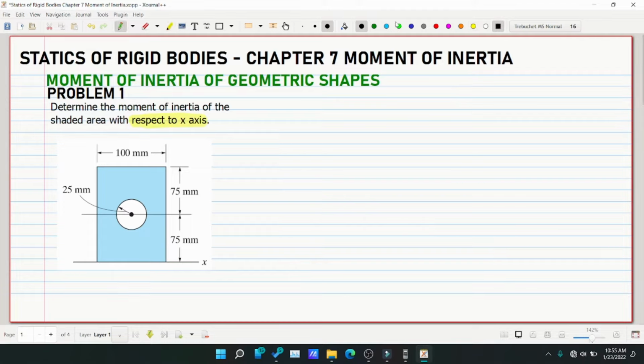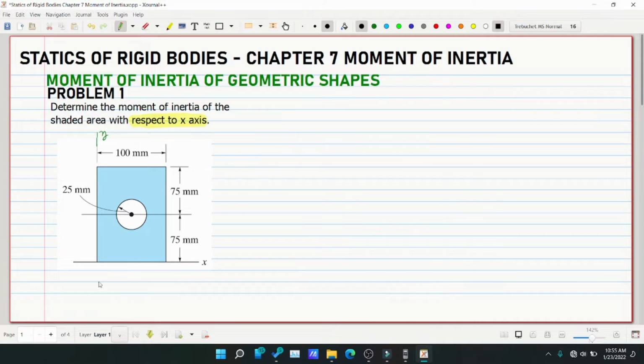So gawin na nga naman natin, lagyan na rin natin ng moment of inertia of the shaded area with respect to y-axis. So, let's say ang ating y-axis ay andito. Okay? So, this is our y-axis. So, kunin natin lahat yan. Sabi ko sa inyo, yung mas magandang gamitin na equation for moment of inertia is yung ating transfer formula.